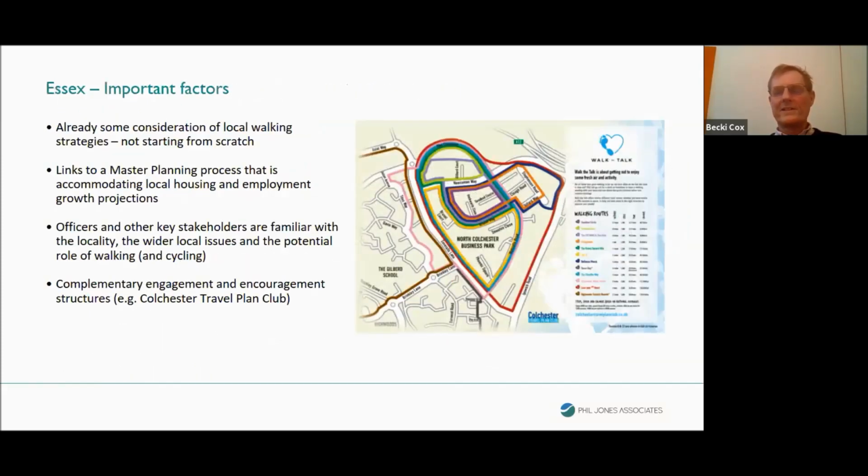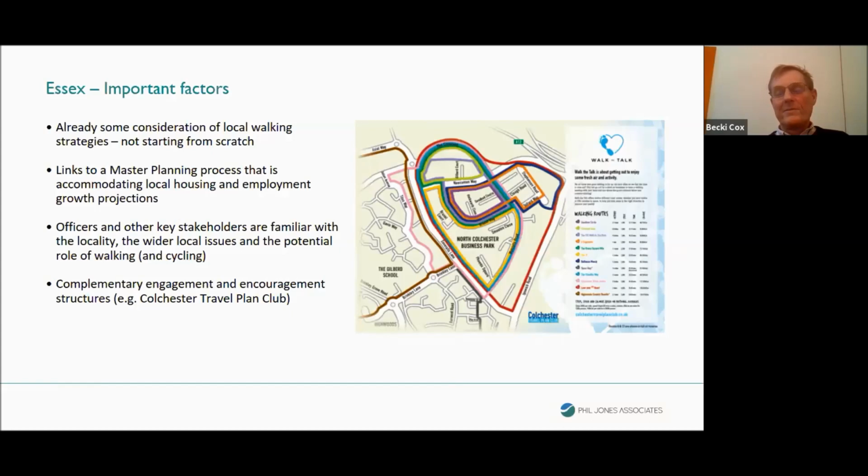Some important factors of how that process in Essex worked well. They'd already put some time into developing local walking and cycling strategies, so they weren't really starting from scratch. And it was linked to a master planning process that was already starting to take account of some of the housing growth areas and the employment growth projections, and looking at how existing infrastructure can cope with that, and what and where new infrastructure is likely to be needed.